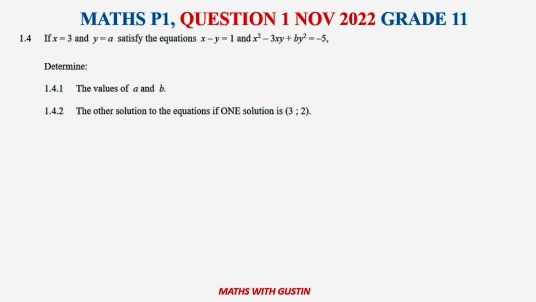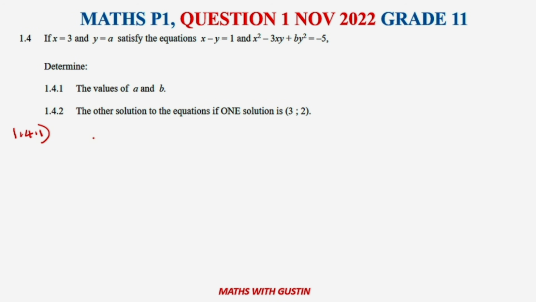All right, welcome to 1.4 of November 2022, question 1, grade 11. Okay, let's see here. They are saying that if x is equal to 3 and y is equal to a, satisfy the equations x minus y is equal to 1 and x squared minus 3xy plus by squared is equal to negative 5. Okay, it looks like a simultaneous equation, but the examiner tried to be a bit clever here on this one. Okay, let's move right along.